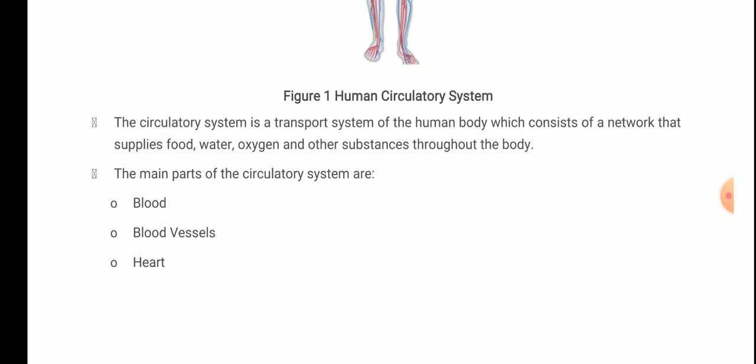The circulatory system is a transport system of the human body which consists of a network that supplies food, water, oxygen, and other substances throughout the body. The main parts of the circulatory system are blood, blood vessels, and heart. Okay, very important one. What are the main parts of the circulatory system? The main parts of the circulatory system are blood, blood vessels, and heart.